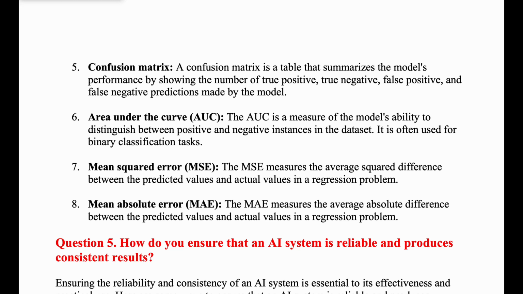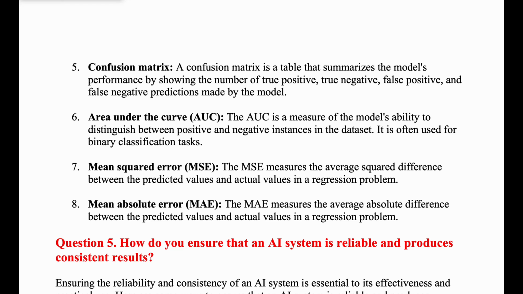Sixth one is the area under the curve. The area under the curve is a measure of the model's ability to distinguish between positive and negative instances in the dataset. It is often used for the binary classification task.